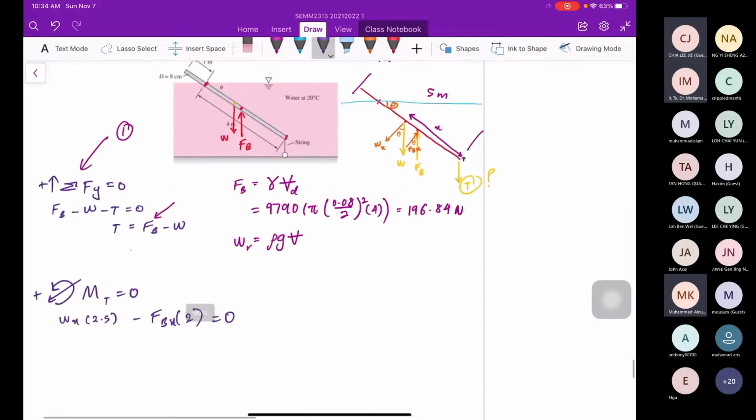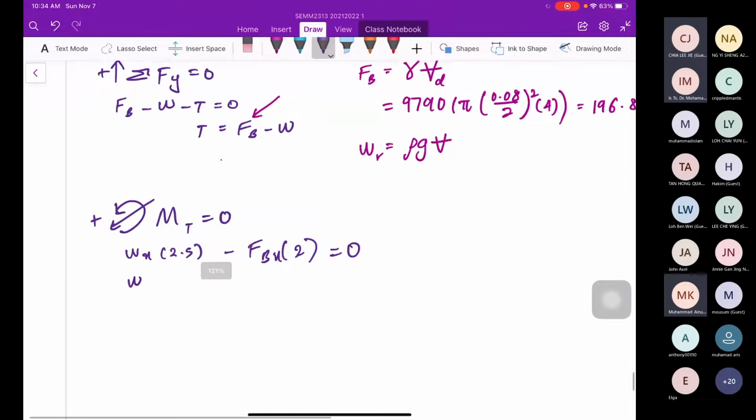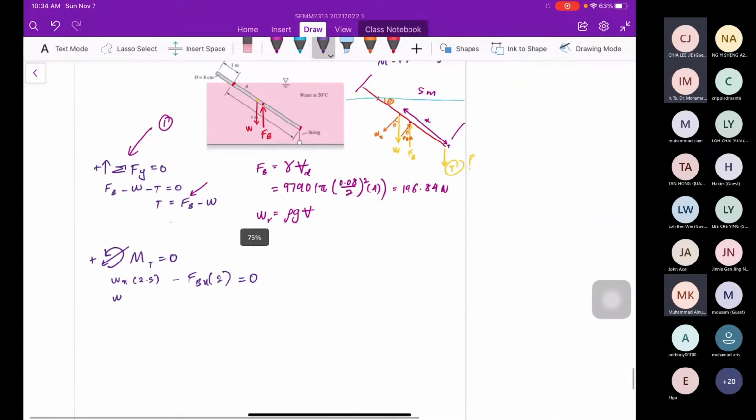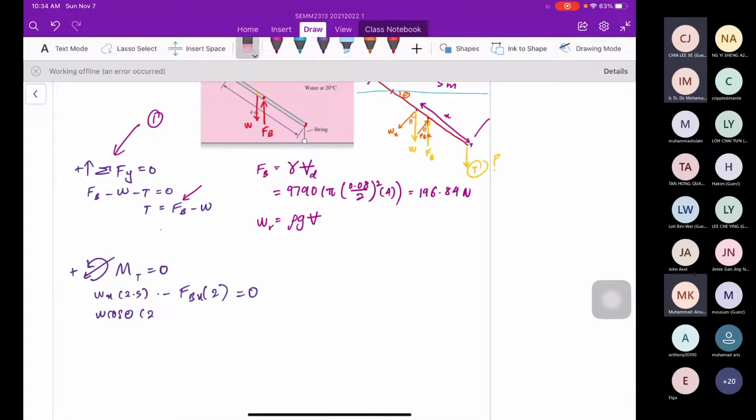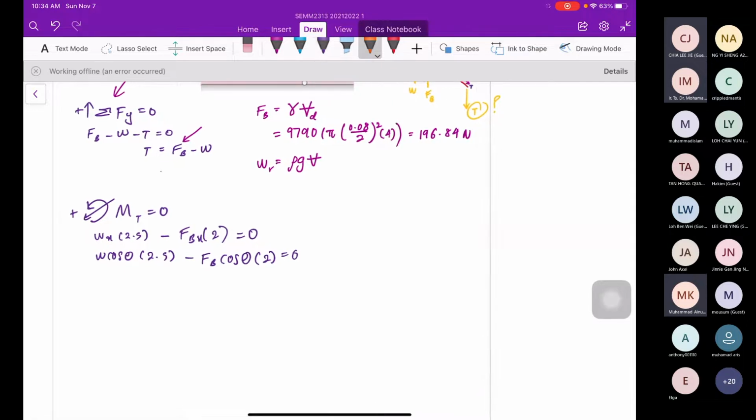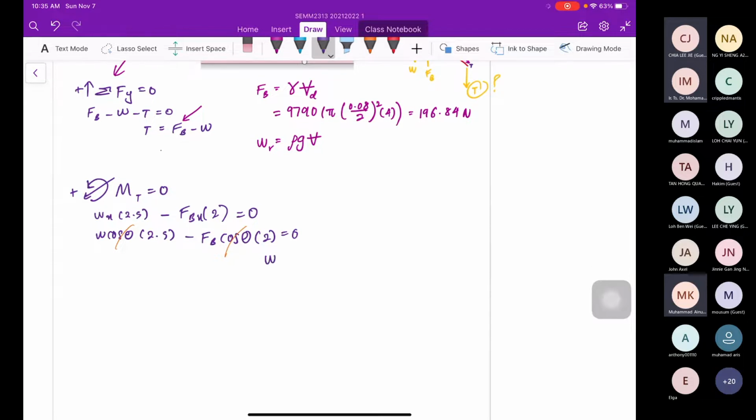So, we know that Wx refer to the weight multiply with cos theta, multiply with 2.5 minus FB cos theta multiply with 2 equal to 0. So cos theta cancel out, you will get directly W, the weight of the rod, which is FB multiply with 2 over 2.5.